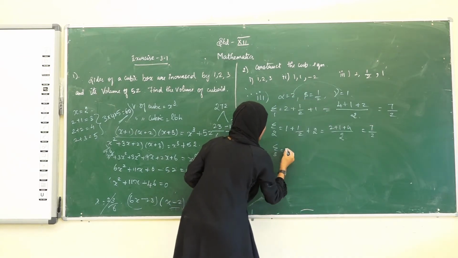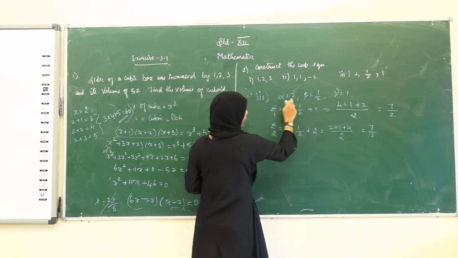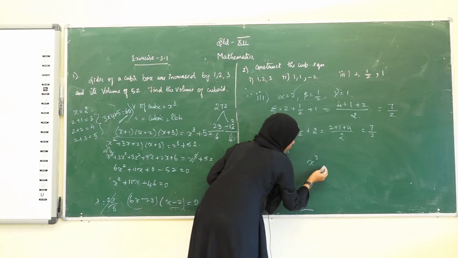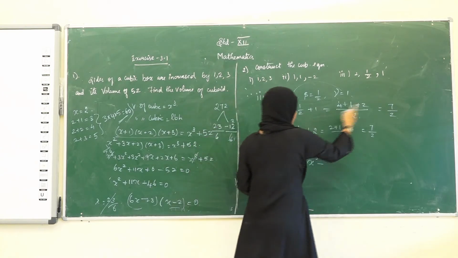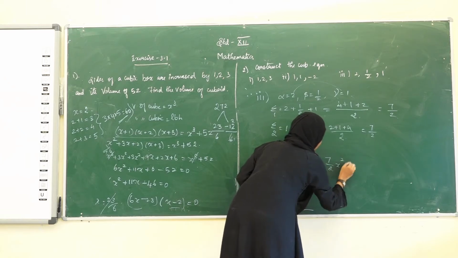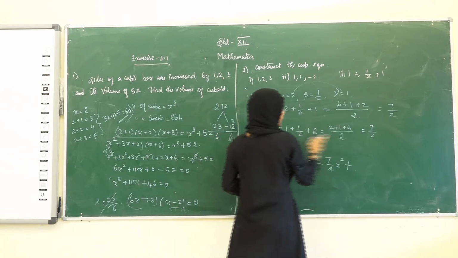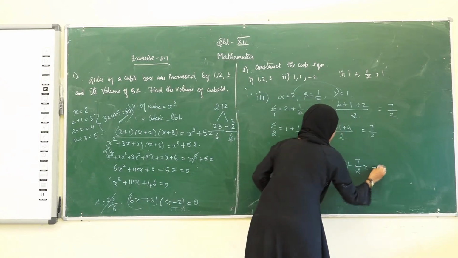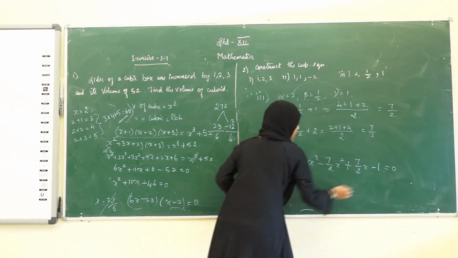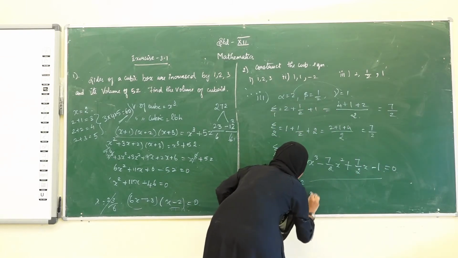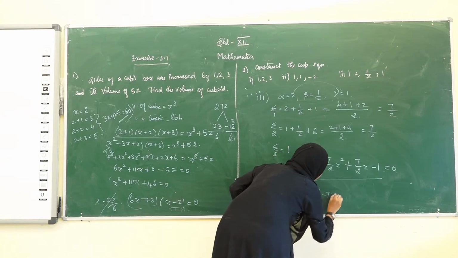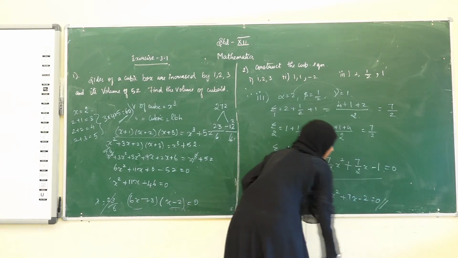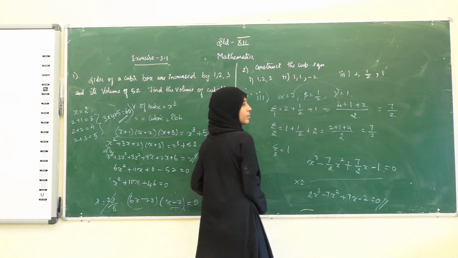And then summation 3 is equal to the product of all three. When we multiply these 3, what we get is 1 as the answer. So the required cubic equation is x cube minus the sum of the roots. What is the sum of roots? 7 by 2. So 7 by 2 into x square, and then plus summation 2 into x, here 7 by 2 into x, and here minus 1 equal to 0. Then multiplying throughout by 2, what we get is 2x cube minus 7x square plus 7x minus 2 equal to 0. This is the required cubic equation of the third subdivision.